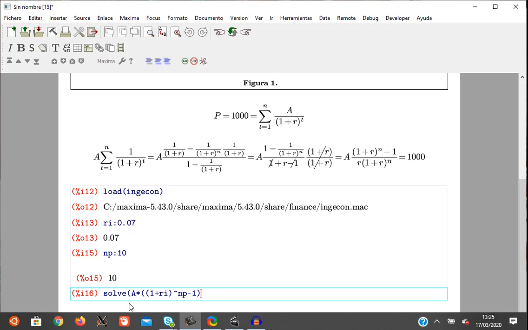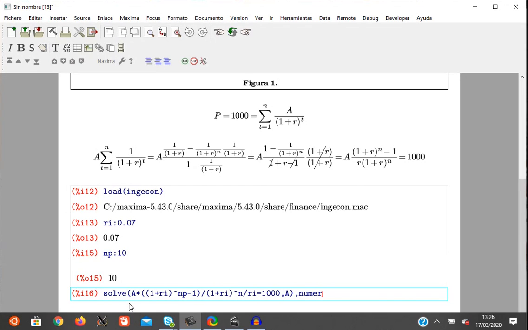We want the numerical solution, not the exact fractional result. We close all this, and we have a value. Oh, something is wrong here. I didn't take into account that n is an unknown value, and np is the number of periods. Okay, so the annuity that matches this equation is 142.